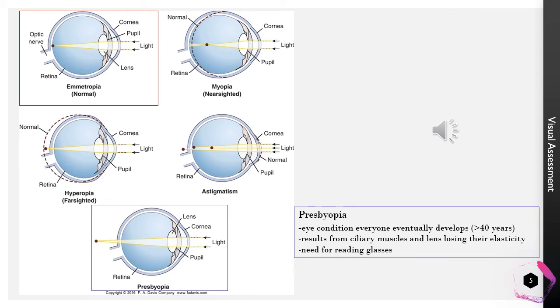This slide basically gives you a visual representation of a normal eyeball with normal refraction, as well as the errors in refraction of myopia, hyperopia, and astigmatism. There is also an image of presbyopia. This is an eye condition that everyone will eventually develop, especially after age 40. It results in ciliary muscles and lens losing its elasticity, and the person will usually end up needing reading glasses.